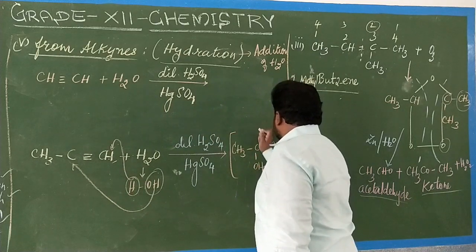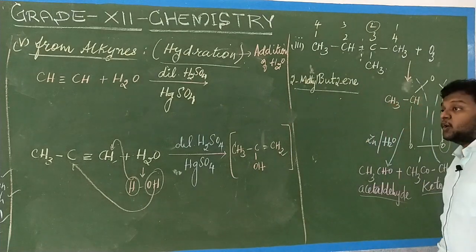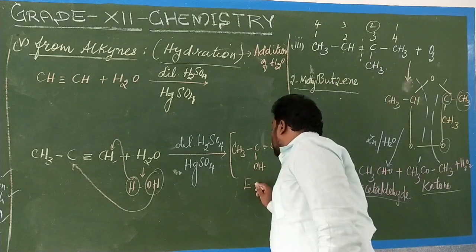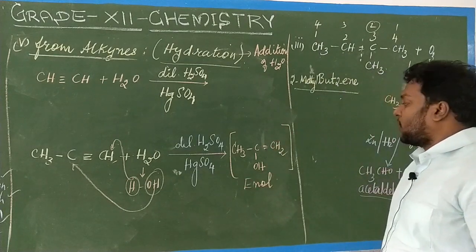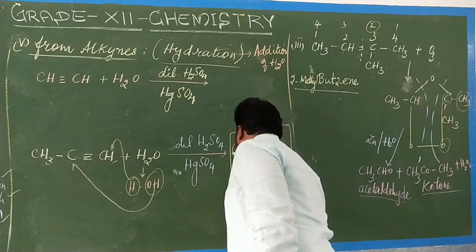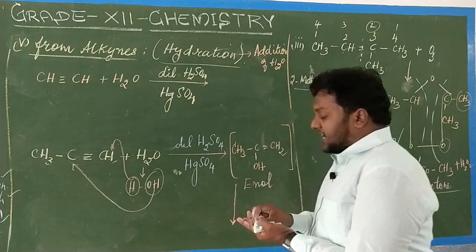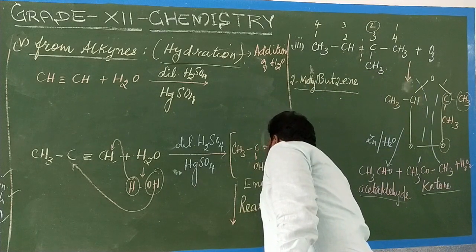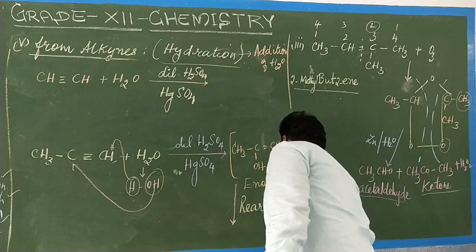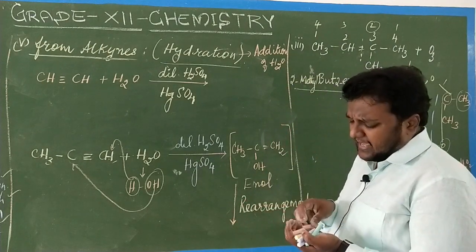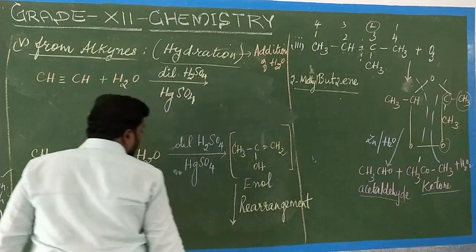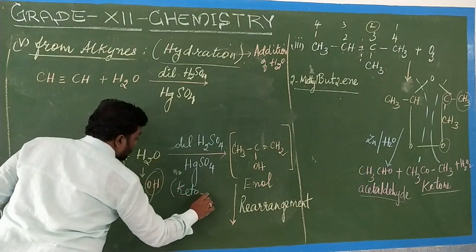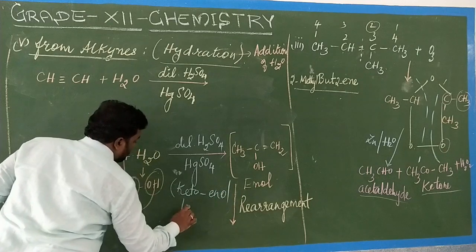Again this compound is unstable in nature. The double bond compound with CH2 is an unstable compound. The name of this compound is enol. Now this enol will undergo a rearrangement process. We studied it in 11th. It's a rearrangement process. This is also an important reaction. That rearrangement process has a name: keto-enol tautomerism. They will ask this in the exam. Write keto-enol tautomerism.